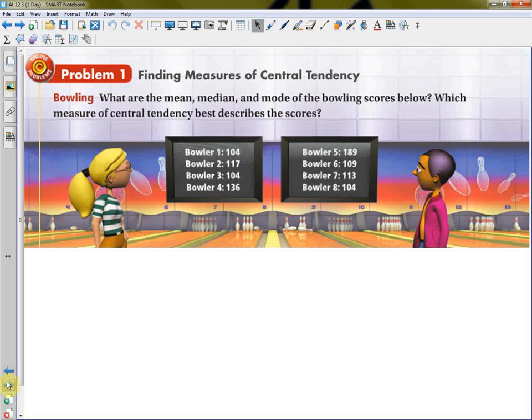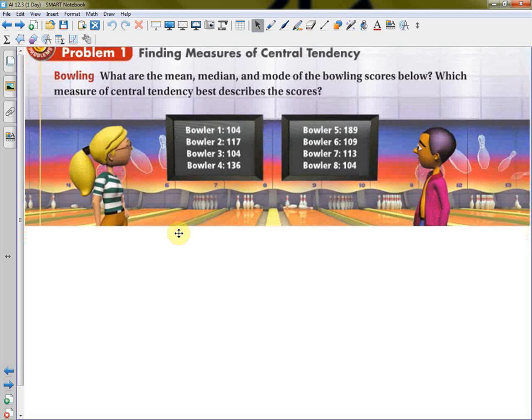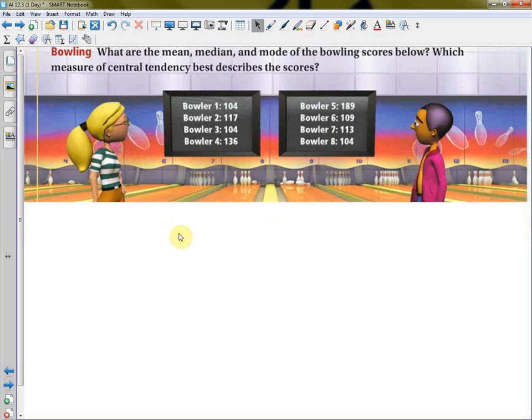Problem 1 has bowling. And we want to know what are the mean, median, and mode of the bowling scores below, and then which one of those measures of central tendency best describes the scores. So the first thing I'm going to do is give myself more room to write, and let's talk about what each one of those means: mean, median, and mode. First off is mean, which is the average, and this is in your book. So you should be able to get that. So we're going to add up all the scores and divide by how many there are.